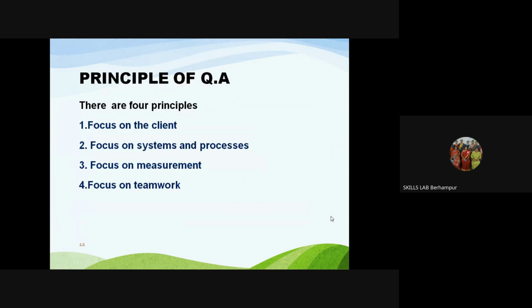Then the principles of quality assurance. There are four principles: focus on the client, focus on the system and the process, focus on the measurement, and focus on the teamwork. Our principle is how to provide high standard, excellent care to the client. Focus on the client. The client is the main person.